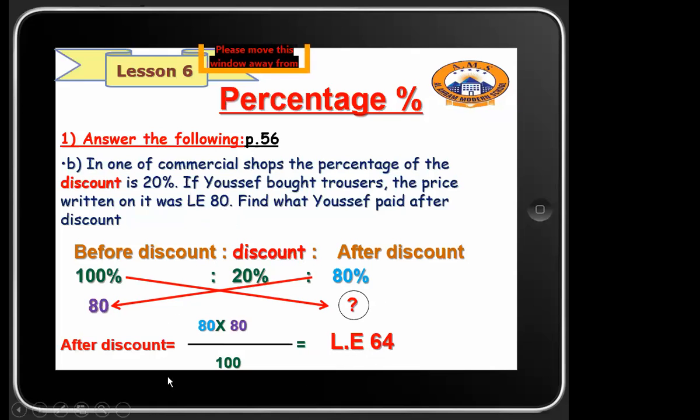So Yusuf, you're going to pay 64 for the trousers. And as you see, before the discount it was 80. After the discount it was 64. So the amount of money becomes smaller.